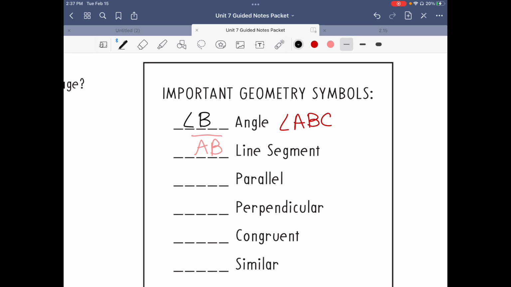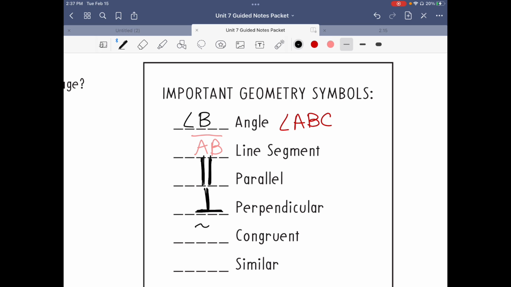Parallel, we write like this. They're just really tall letters, really tall L's basically. We just draw two parallel lines. Perpendicular is really similar. We just draw a perpendicular line. It's like an upside down T. Okay.